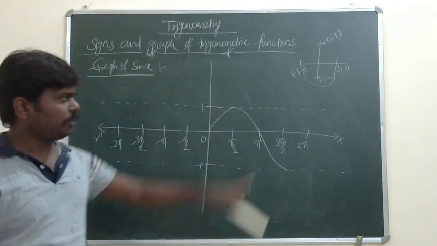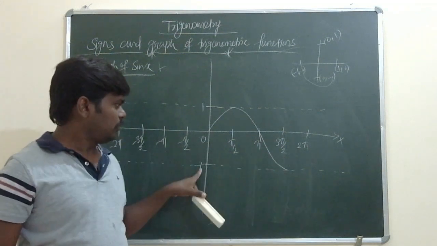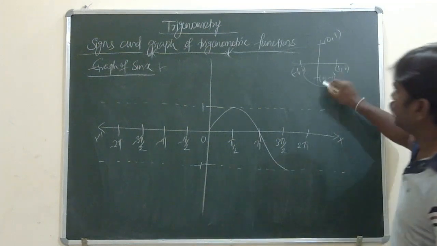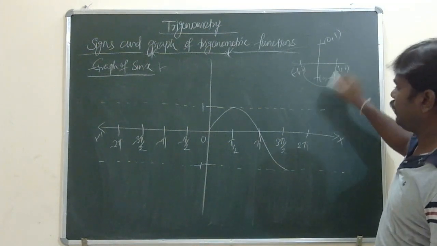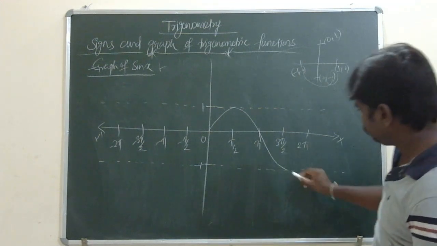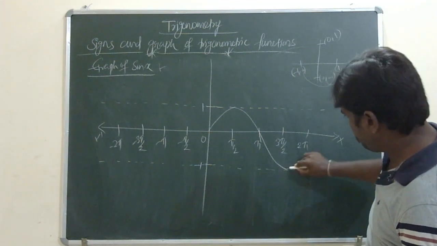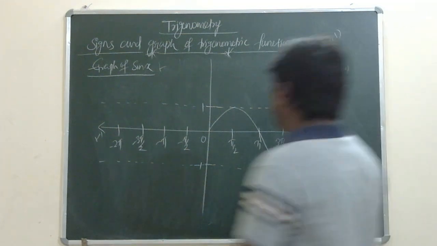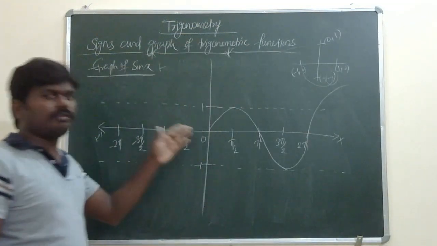Okay, so at 3 pi by 2 we get minus 1. And again here, what will happen? At 2 pi, the value of sine theta goes from minus 1 to 0, which means it is increasing. So here, like that. Okay, so the same thing happens in the case of negative angles also.